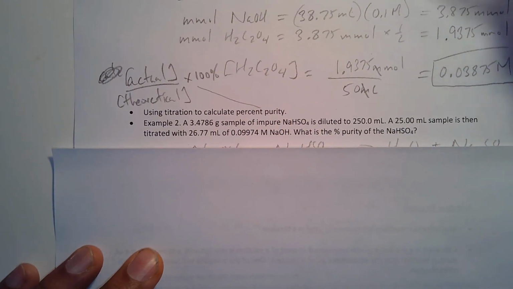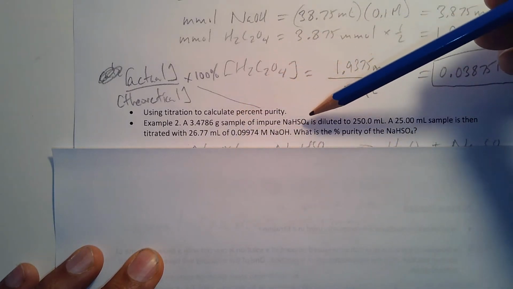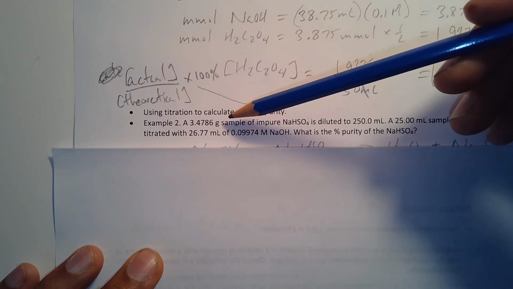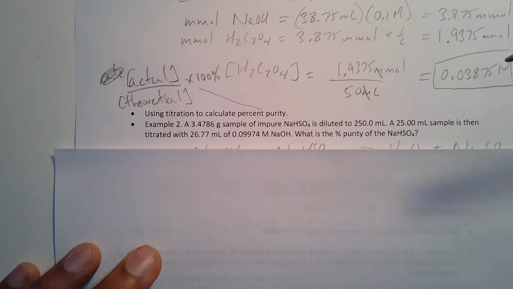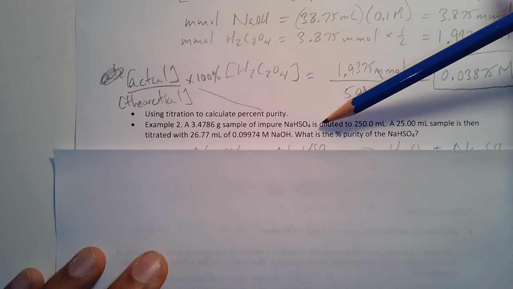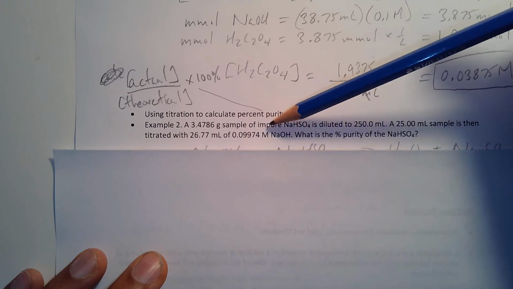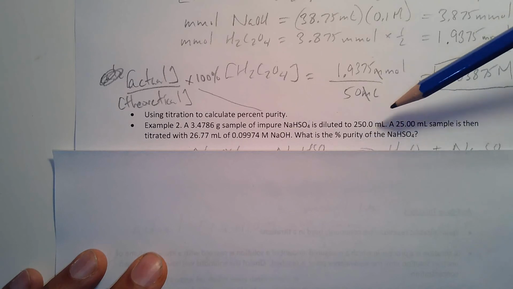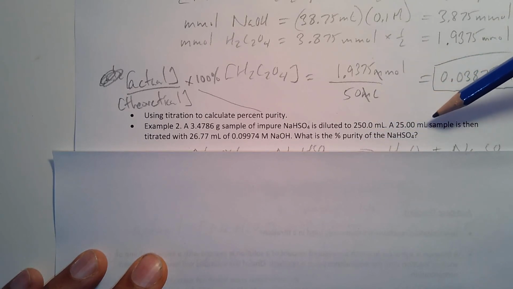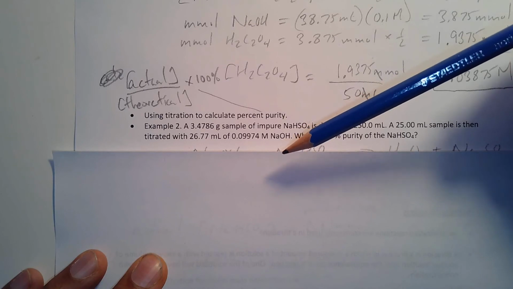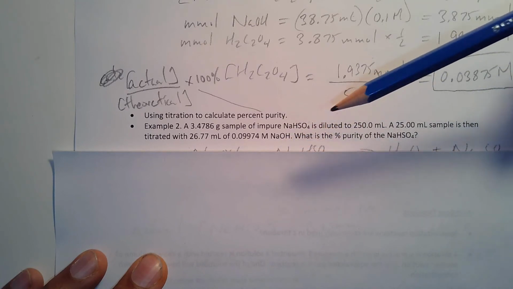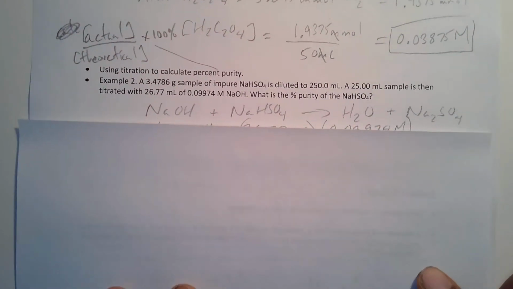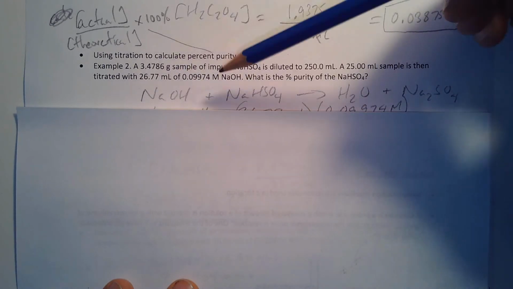So here's some sample of NaHSO4, and this is impure, right? So we want to figure out how pure it is, and it's diluted to 250 mL. You make a 250 mL solution of that, just dissolve it in water, and then of that you take out 25 mL, and that sample is what you're going to titrate against. Again, your standard here is NaOH. Same type of reaction. This one here is going to be 1:1.